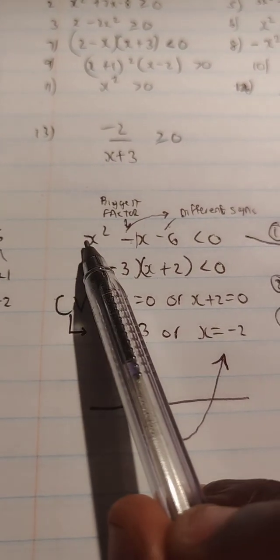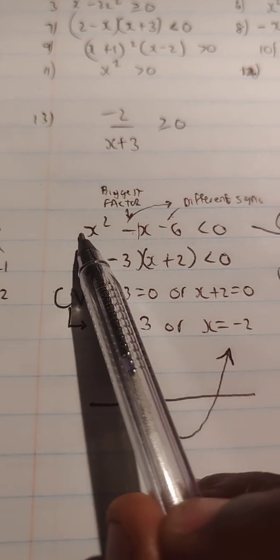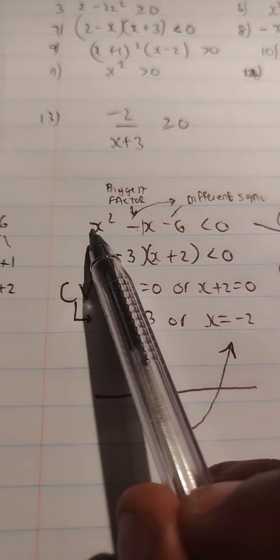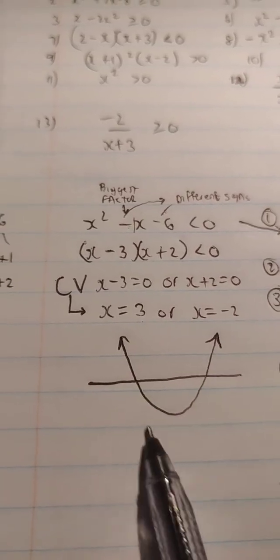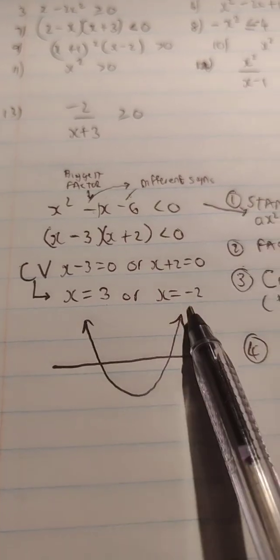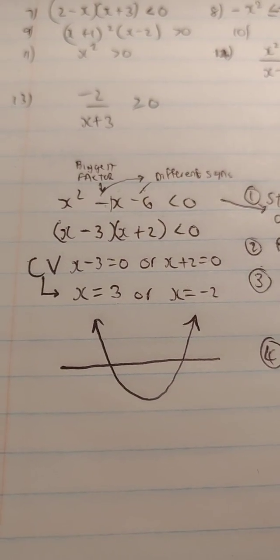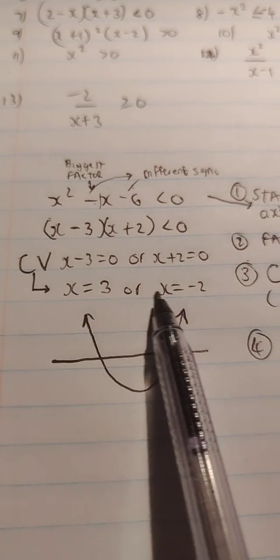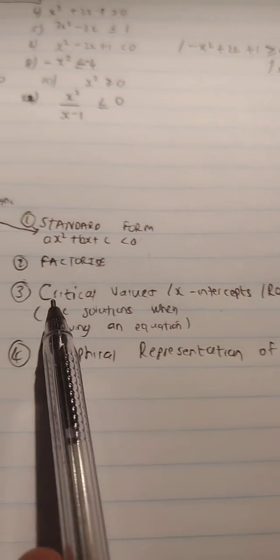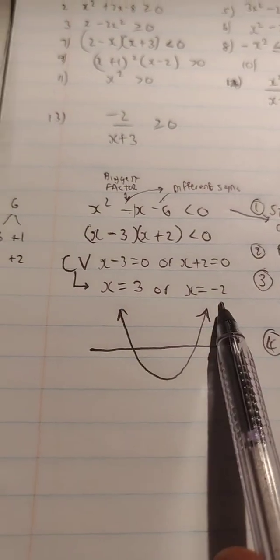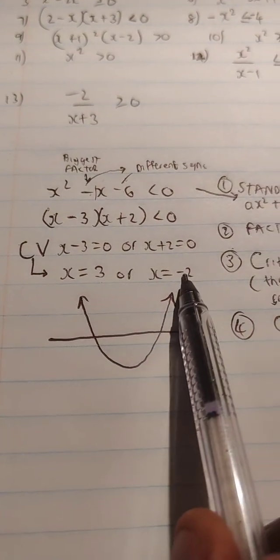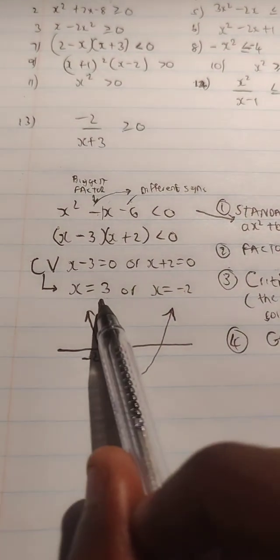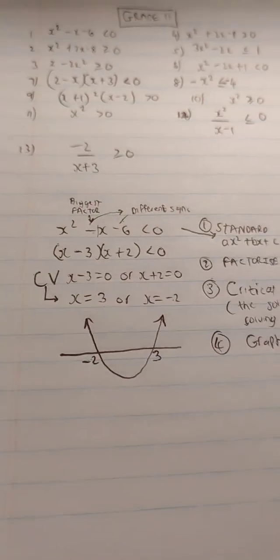because the coefficient of x squared is a positive 1. That means we have a parabola that is concave up, or smiling, in layman's terms. Then the x-intercepts, or the roots or the critical values of this parabola: your smallest x value is negative 2, and your biggest x value is positive 3.